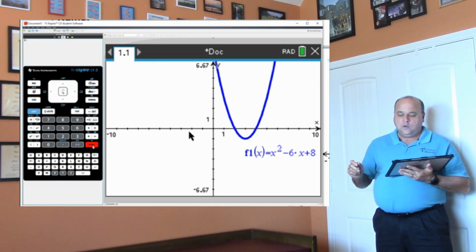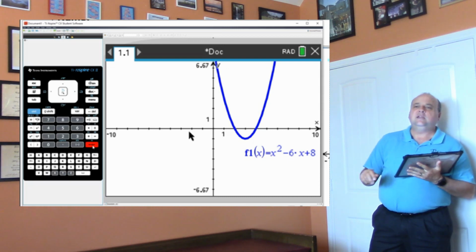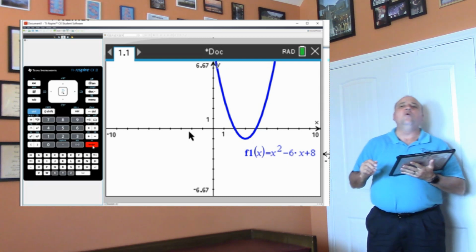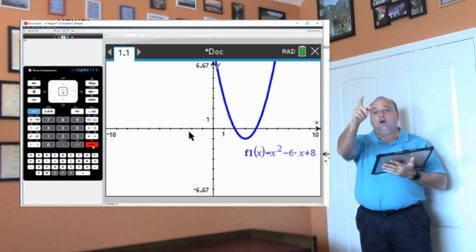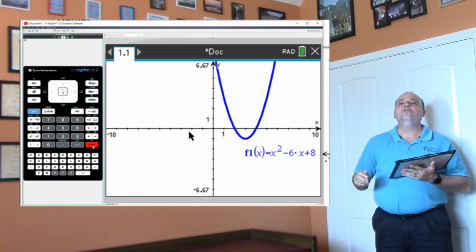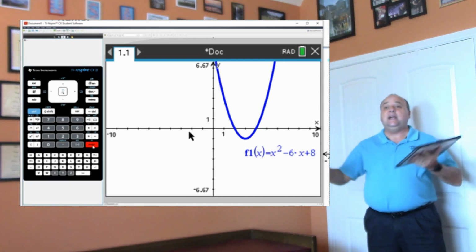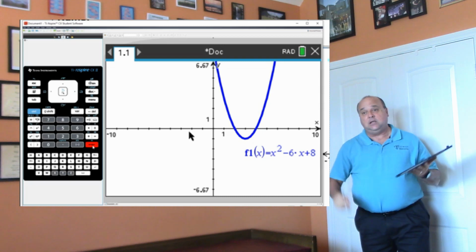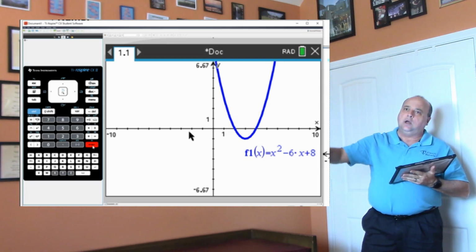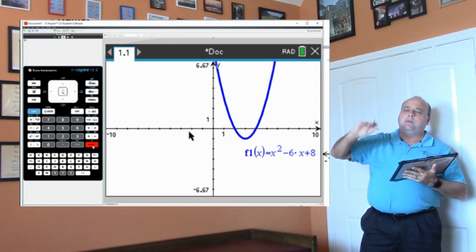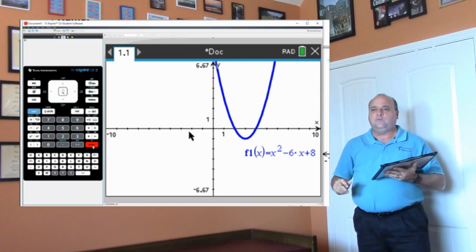Hit enter. Wow. That looks so cool. You get a curve. That curve is called a parabola. Oh, and that's the graph of a quadratic. Calculus is the study of these curves, the motion along the curves, the area above and below the curves, lots of stuff with these curves.